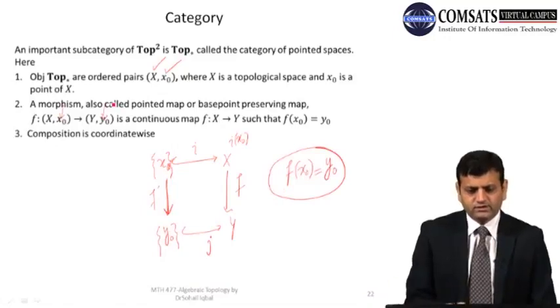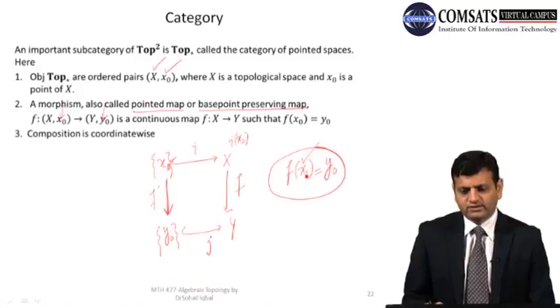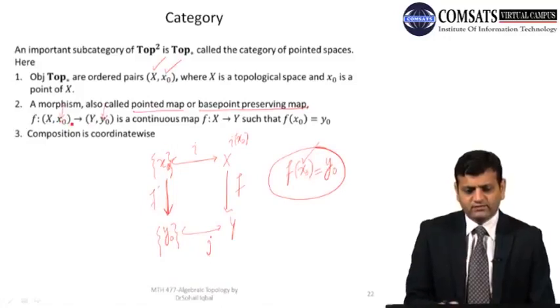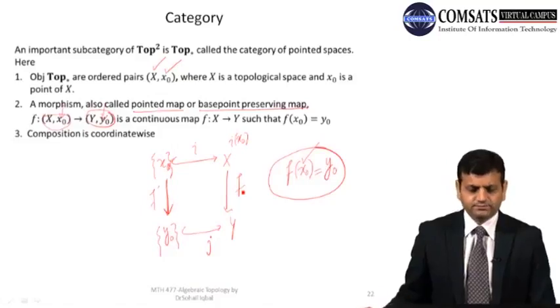This morphism is also called a pointed map or base point preserving map. We can say that x naught is the base point of X and y naught is the base point of Y. Base point just means a point which is fixed. Of course, we have fixed x naught inside X, and similarly y naught is fixed in Y, so we are calling them base points. There are some reasons for calling them base points, which will come in the later discussion.